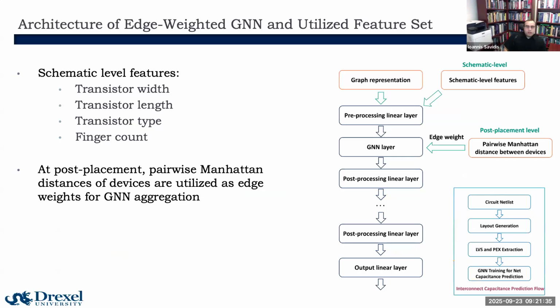The general architecture of the edge-weighted GNN is shown on the right. The features utilized depend on the stage at which we are predicting the capacitance of the circuit. So if we are designing at the schematic level, we only consider the features that are available in the schematic, which include the transistor width, the length, the type, number of fingers. And at the post-placement stage, we also consider the Manhattan distance of devices as well as the Euclidean distance of devices as edge weights for GNN aggregation.